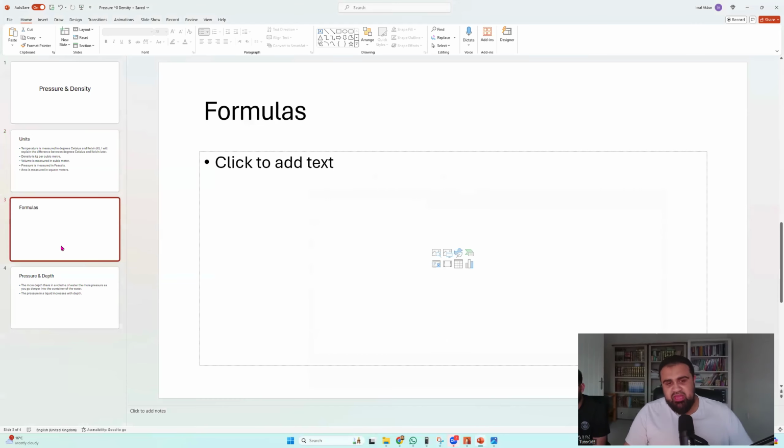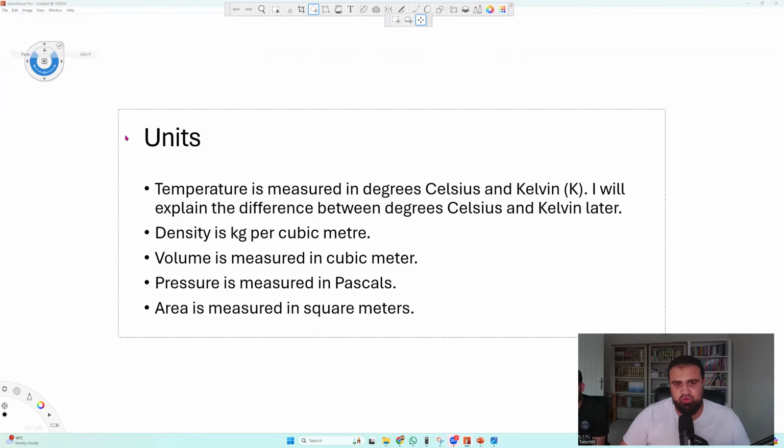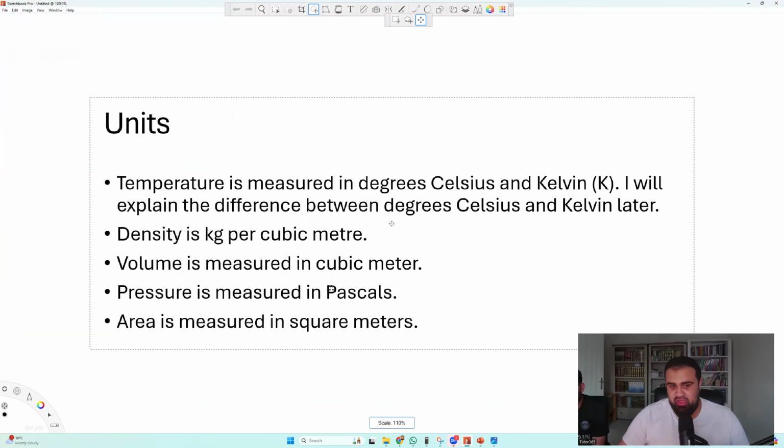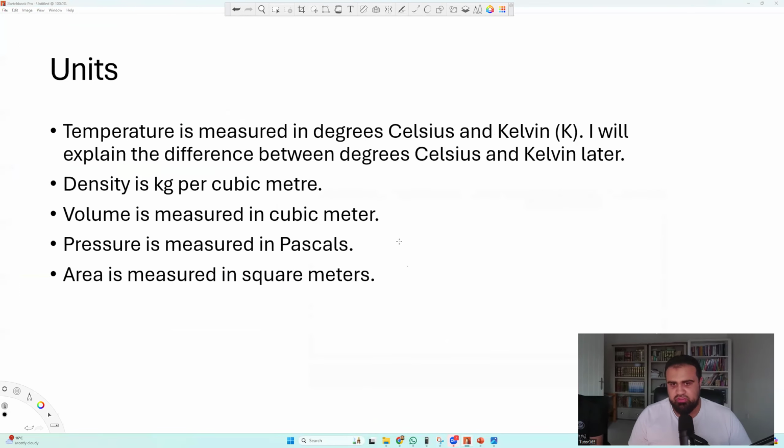Okay, everybody, before we get into all the formulas that you need to know for this chapter, I think it's important for us to understand the units. So remember earlier I said I will talk about the units. So here we are talking about them. Okay? So temperature is measured in degrees Celsius, which everybody is familiar with, right? So temperature is measured in degrees Celsius or in Kelvin. And I'll talk about the difference between degrees Celsius and Kelvin later.